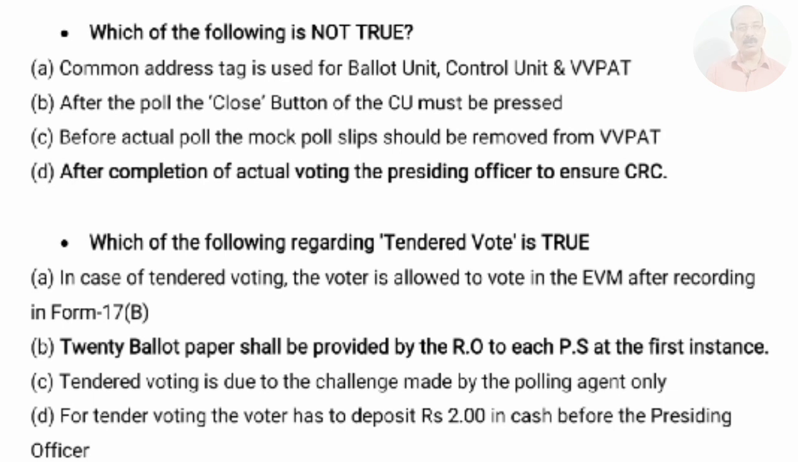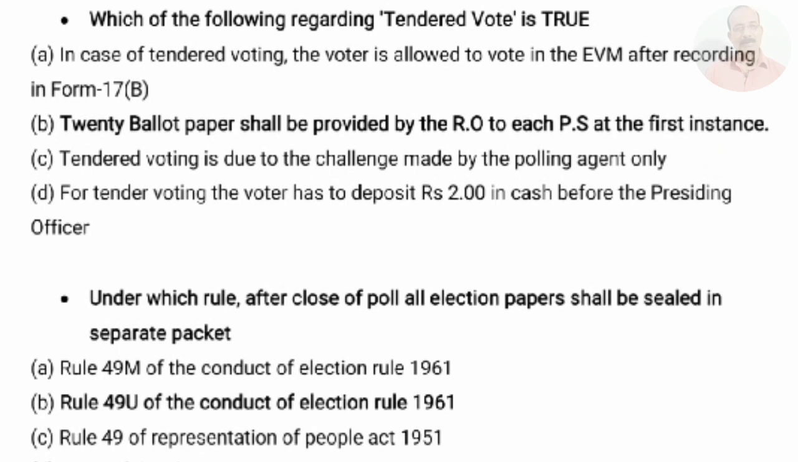Option D. After completion of actual voting, the presiding officer to ensure CRC. Which of the following regarding tender vote is true? Option B. 20 ballot papers shall be provided by the RO to each polling station at the first instance.